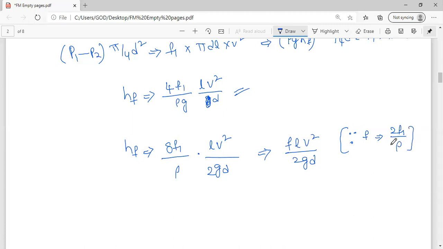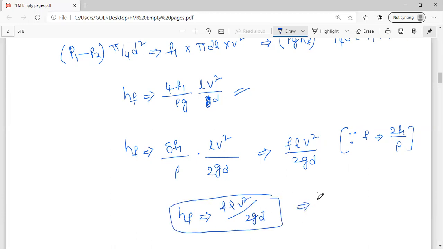This is a constant, the Darcy constant. So the head loss due to friction can be written as FLV square by 2GD. This is the final formula what we're going to get. This is also written as 4F1 by rho g into LV square by D, or 4FLV square by 2GD. In such a way also you can write. Both are same HF. Here F1 is there and here F is there.